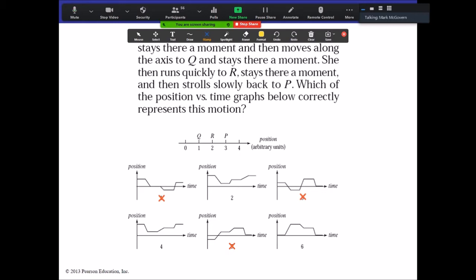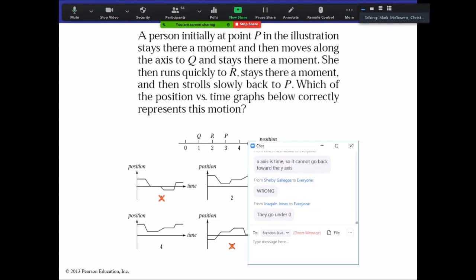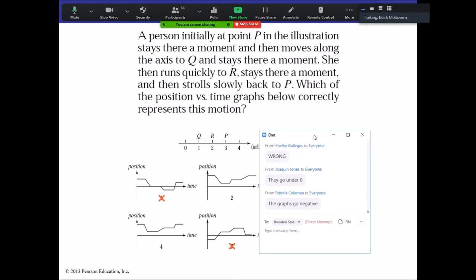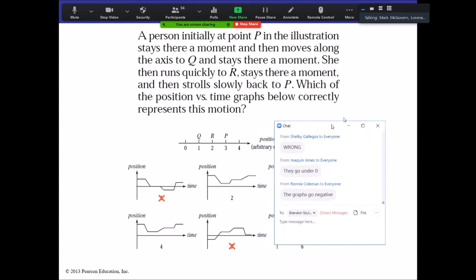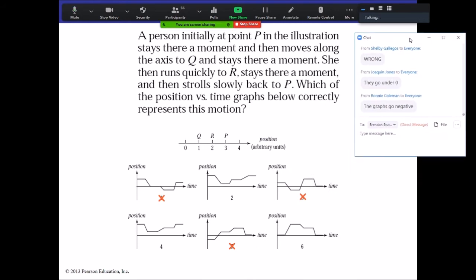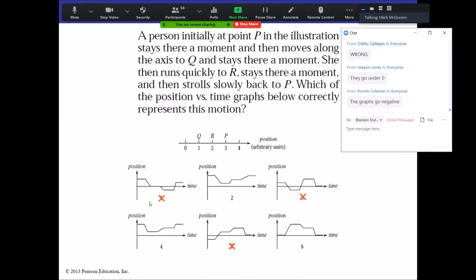Because you're not starting at 1. There's a more obvious reason though why I'm picking 1, 3. They go under 0. Joaquin, the hero of the day. 1, 3, and 5 show positions that are negative. We never cross the origin in our story. So those are automatically incorrect.